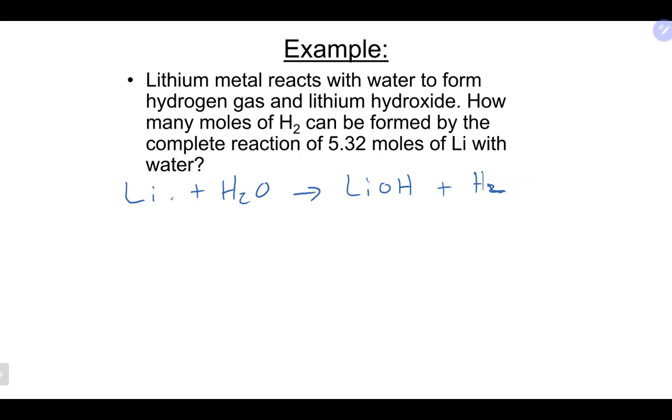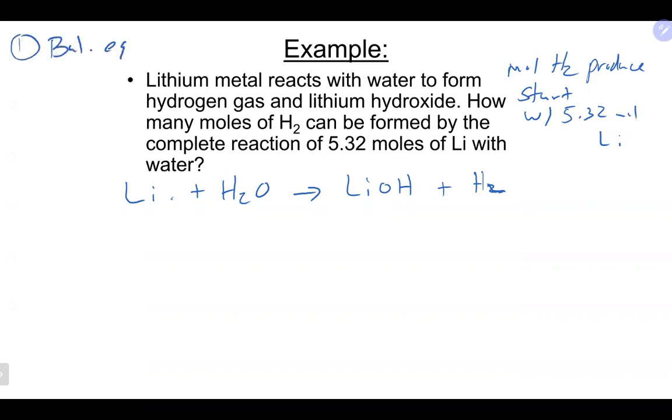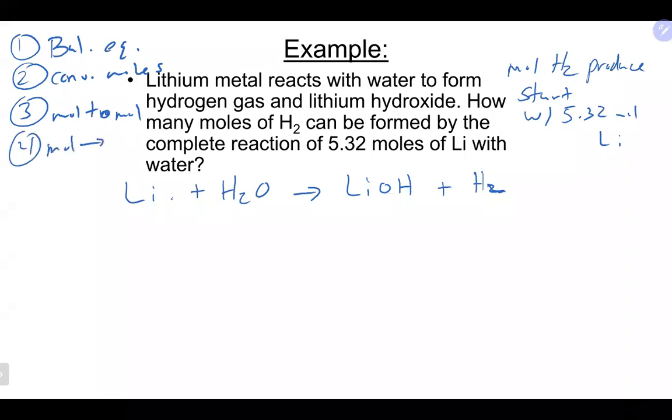All right, so why don't you try this? We're starting here. In this case, we want to know how many moles of H2 will you produce if you start with 5.32 moles of lithium. So follow the 4 steps. First step, balance equation. Second step, convert to moles. Third step, mole to mole relationship. Fourth step, convert moles to some other unit. All right, so give it a go. See what you come up with here.